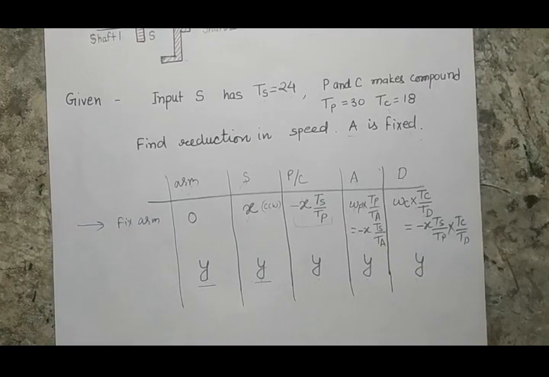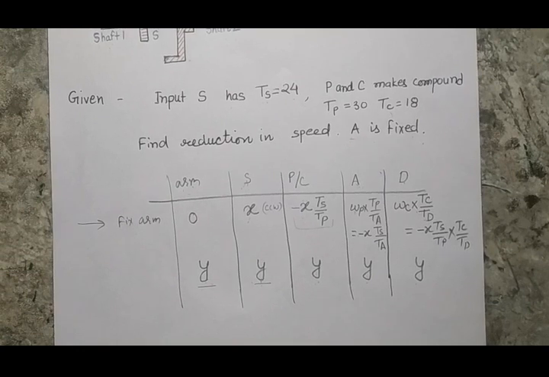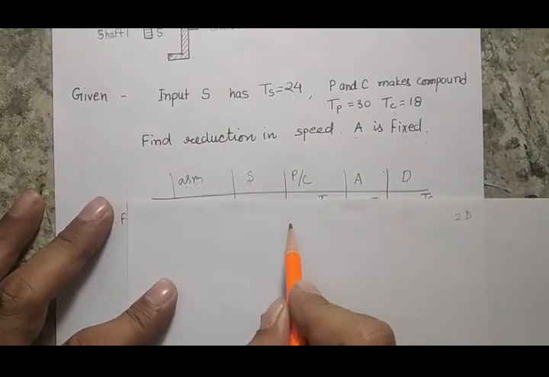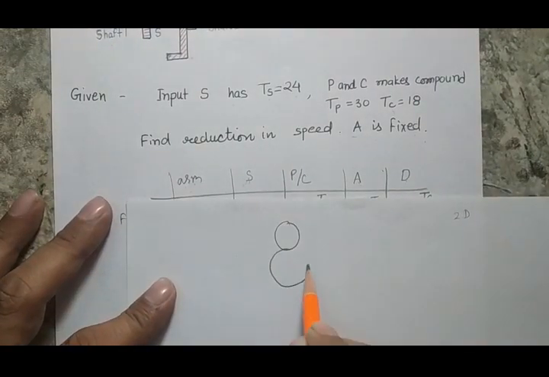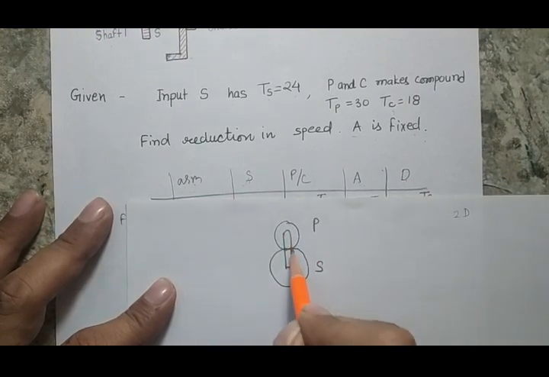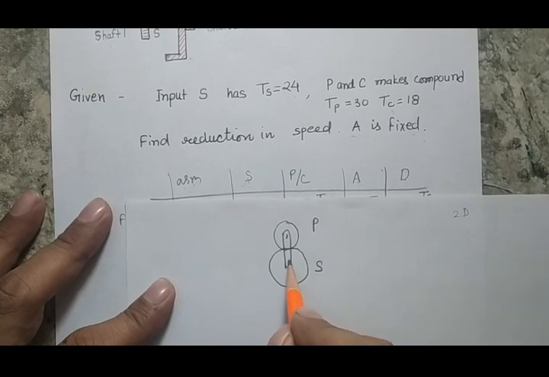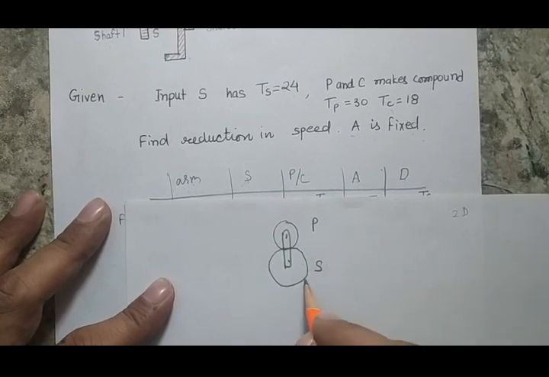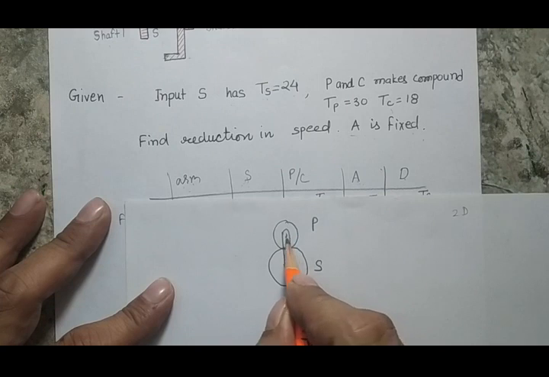This part I have already explained in my previous class. Here also I can quickly explain how it is happening. Let's understand that this is a system of gear where this is gear S and this is gear P, and this is my arm.